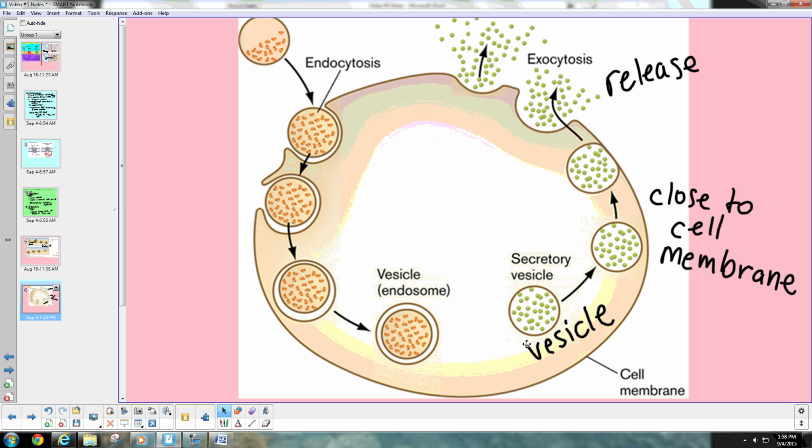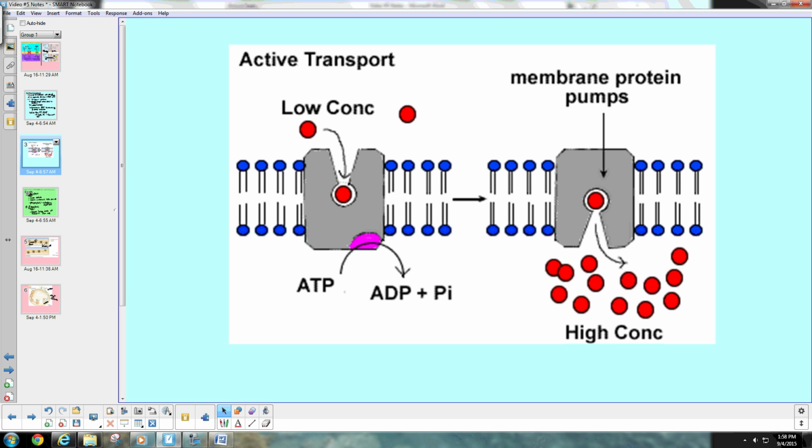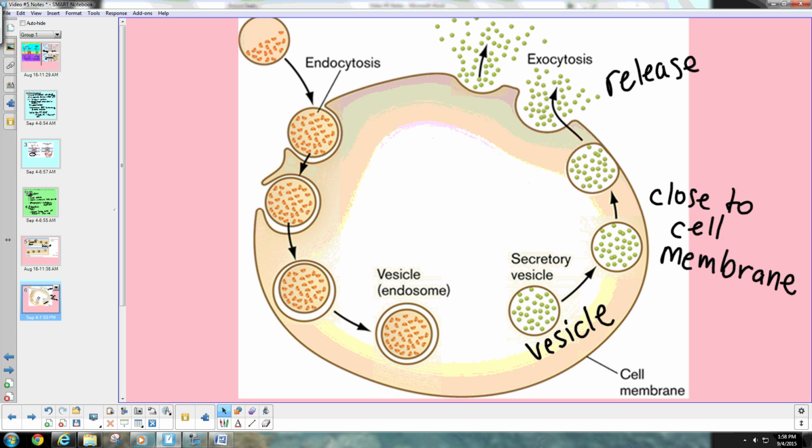So we talked about active transport needing energy; there's ATP, your energy to move these molecules across. We also talked about moving larger molecules across this membrane, either in or out of the cell. Those two processes are known as endocytosis and exocytosis.